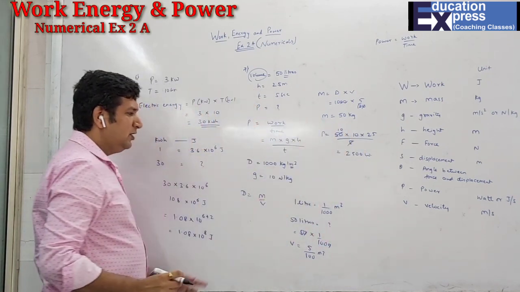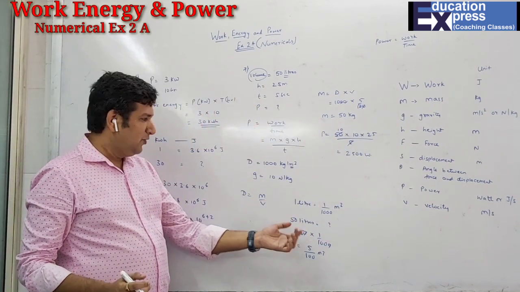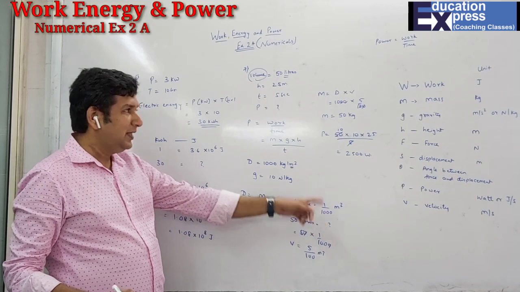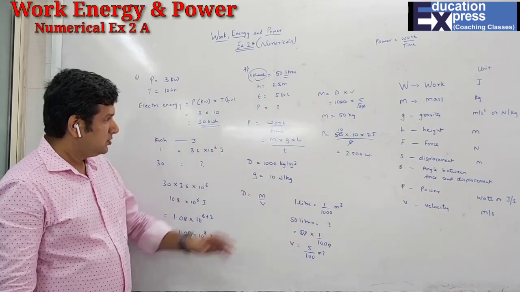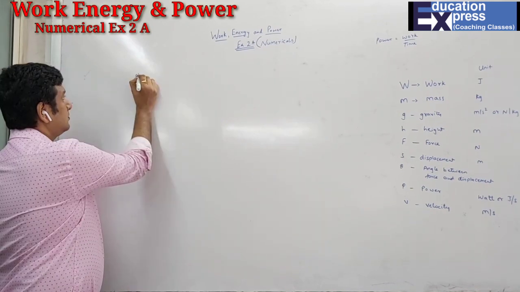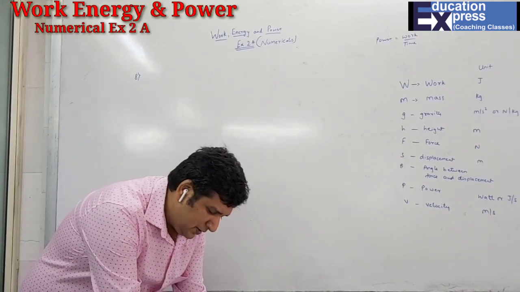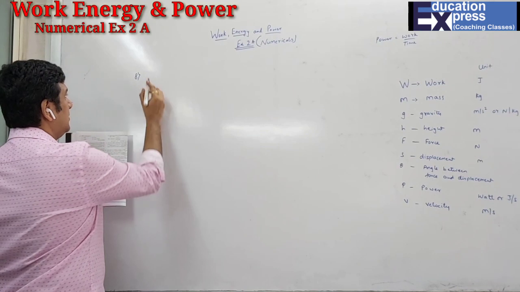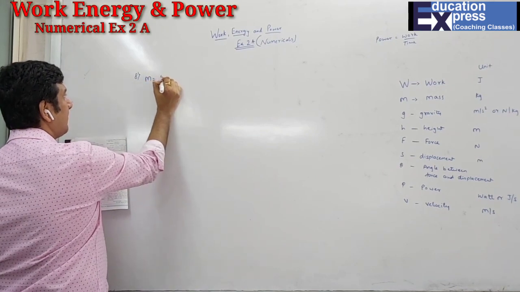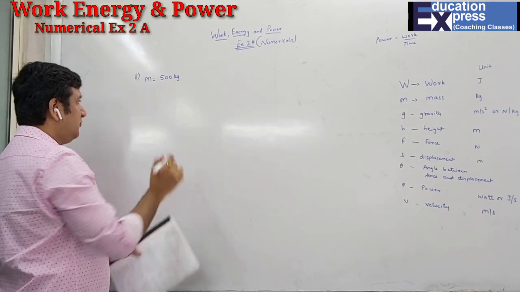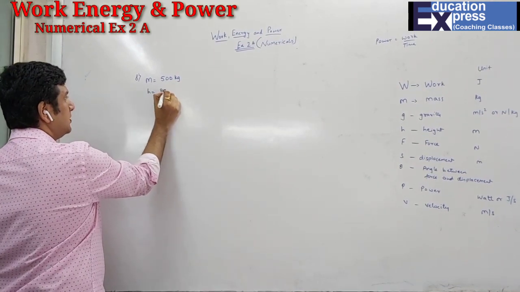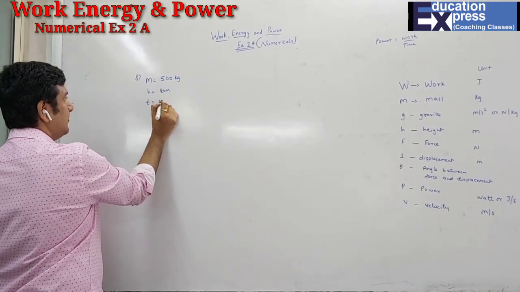So now students, over here there was one thing which was different: converting liters into meter cube, and then finding the mass using the formula of density into volume. So please note down. We will start with the question: a pump is used to lift 500 kg of water from a depth of 80 meters in 10 seconds.